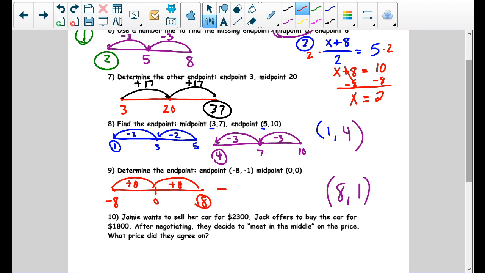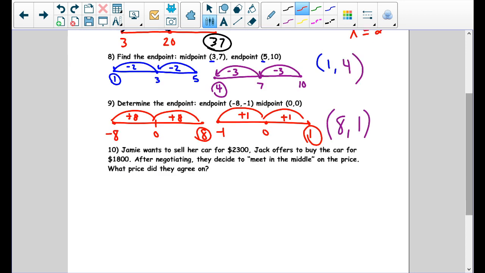Y's, same process. 0, negative 1, so I'm adding 1. 0 plus 1 is 1. 8, 1 is my solution. Stay with me, 3 more minutes.